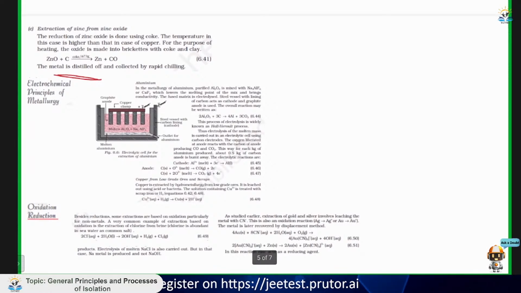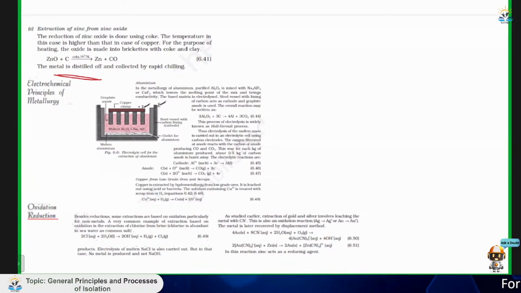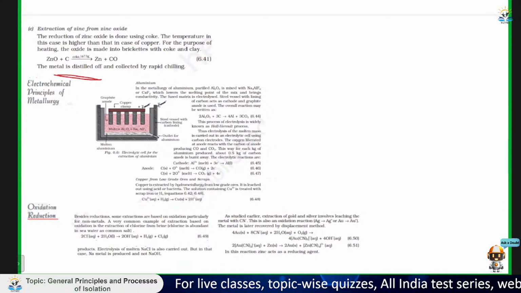Electrochemical principles of metallurgy. Aluminium: you get Al2O3, and you cannot use any reducing agent for it. It is too hard, and thermodynamically very slow. So what you're going to do is use electricity, basically electrolysis. Electrolysis is using electricity to perform a chemical reaction. Your electrolysis is named the Hall-Heroult process.